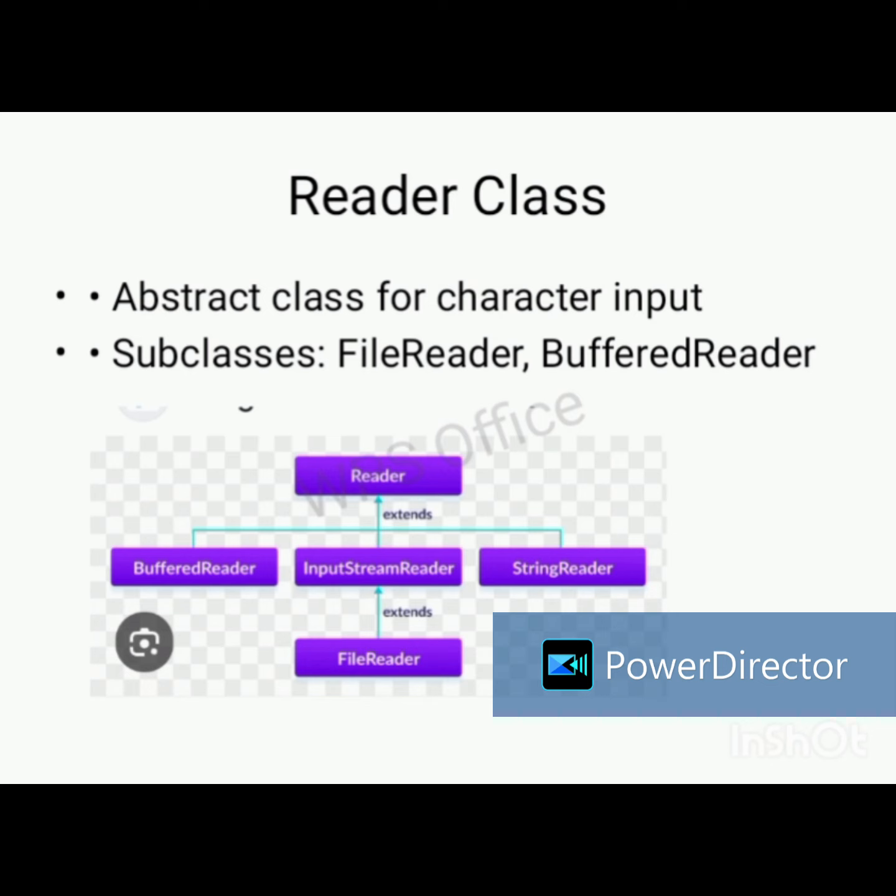Key methods include: int read() reads a single character and returns it as an integer. void close() closes the stream to release resources. boolean ready() checks if the stream is ready to be read without blocking.